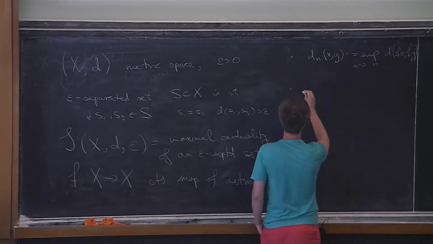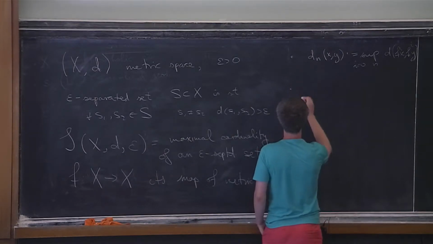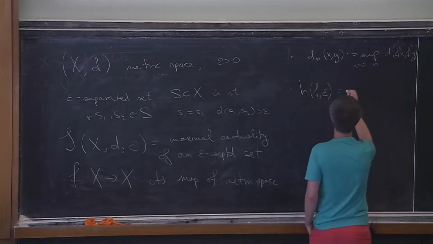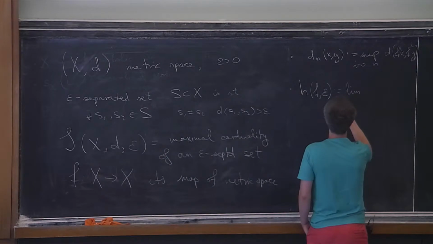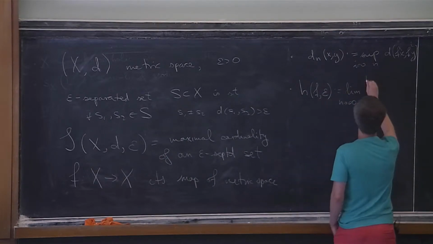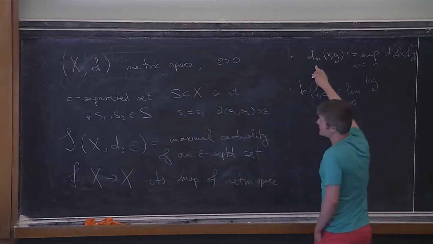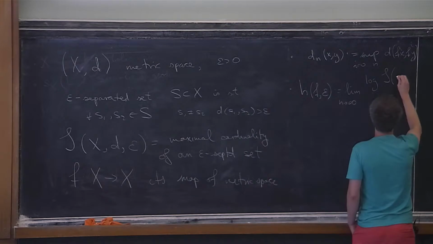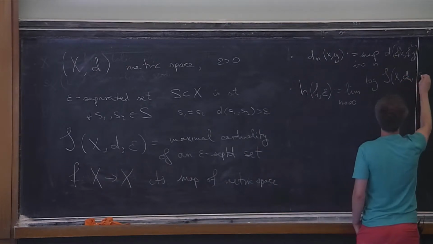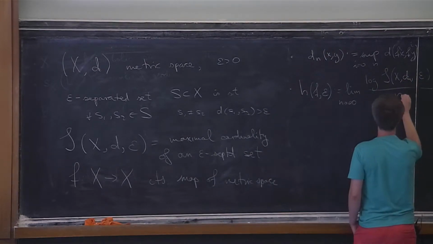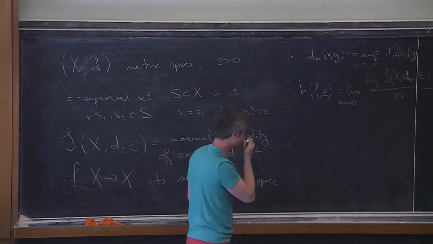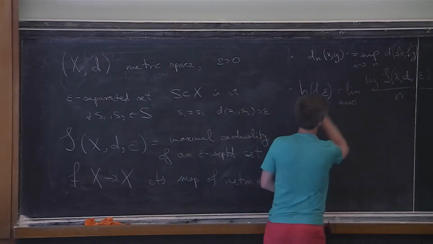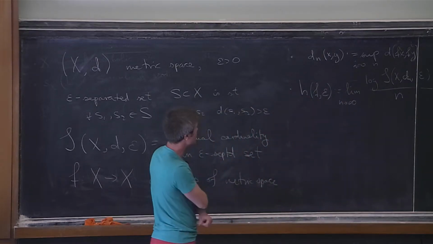So a different way to say it is that the quantity you're interested in now is the following. You define the epsilon approximation to the entropy to be the limit as n goes to infinity of log S(X, d_n, epsilon) divided by n. So now you use this metric to produce an epsilon separated set. Or maybe let me put a lim sup just to be on the safe side.